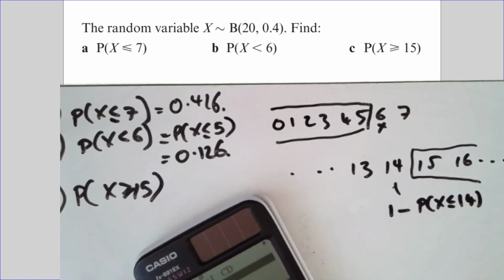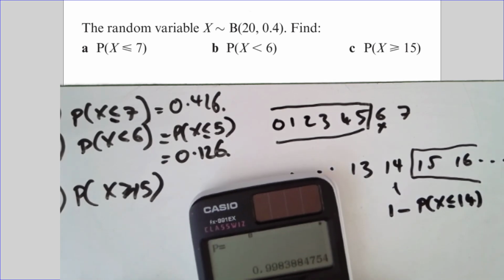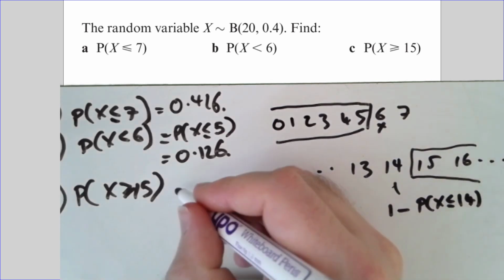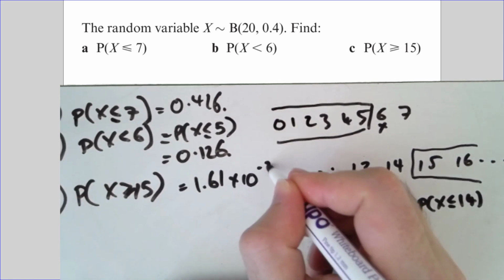So we're going to press equals, we're going to do 14 in here, which is going to give us 0.99. There we are, there's a 0.9984. On your calculator you can just go back to the normal mode and it preserves your answer. So we're going to do 1 minus ans, which gives us this number here. So we get 1.61 times 10 to the minus 3.